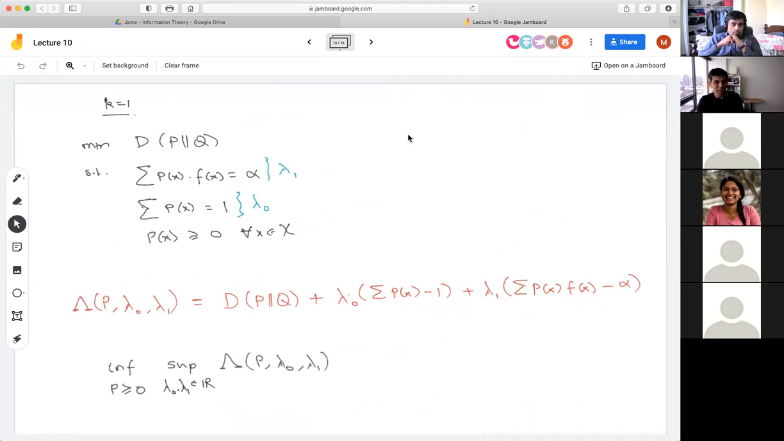I'll actually prove this for the case of k equals 1, where you care about the expectation of one function. The proof is essentially identical when you're looking at more functions. So let me just do this. The idea is the same. We are trying to minimize the KL divergence of P and Q over this linear family. Now let's write down this linear family as a bunch of linear conditions.